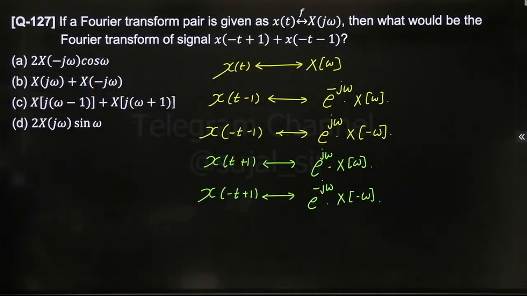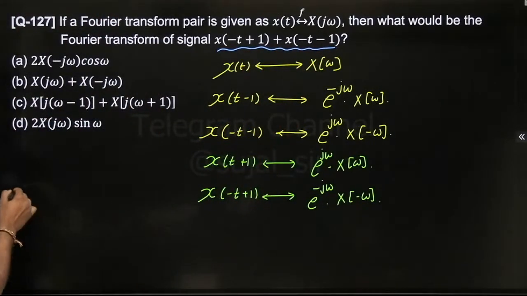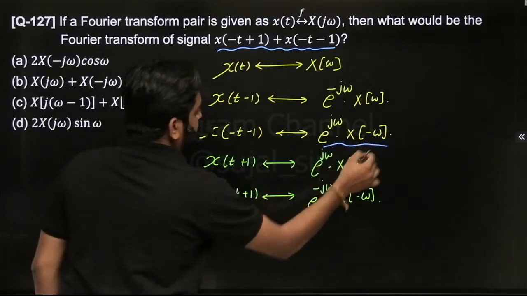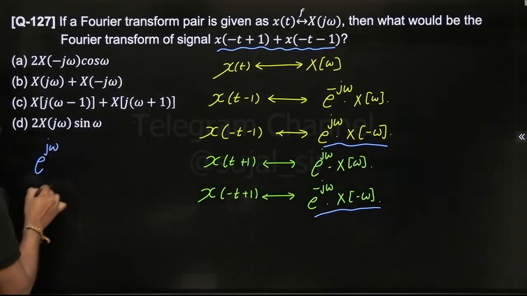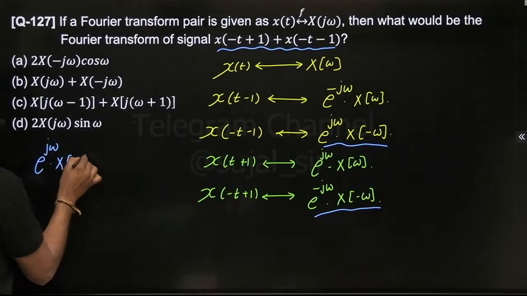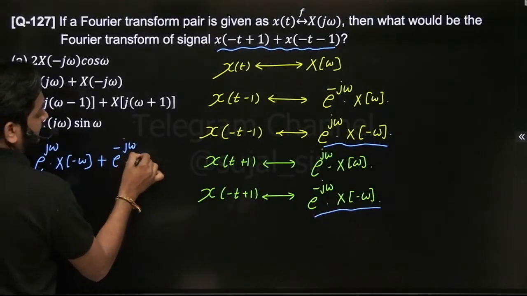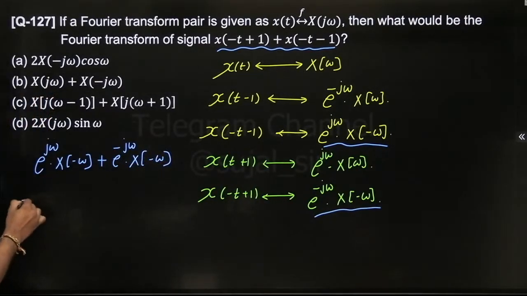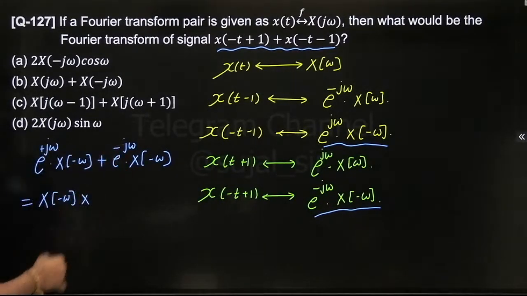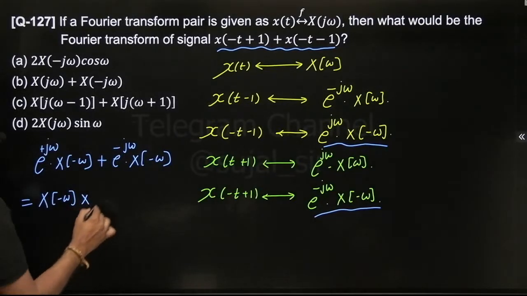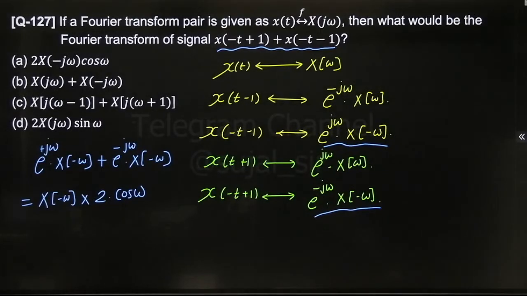Correct. So what is the Fourier transform of this one, guys? The Fourier transform of this one is nothing but the summation of these two, e power j omega into X of minus omega plus e to the power minus j omega into X of minus omega. So X of minus omega is common, then here e power j omega plus e power minus j omega, which is nothing but 2 times cos omega. So which option should be the correct answer?